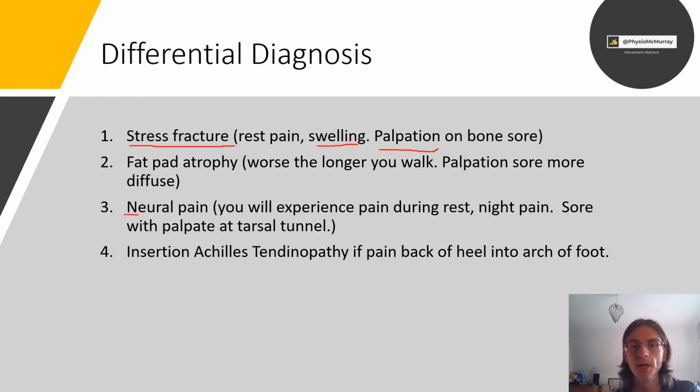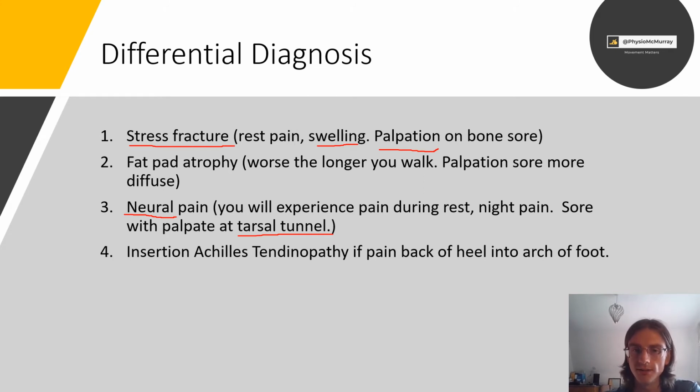A third one is neural pain, so that is nerve pain. You commonly get this around your tarsal tunnel, which is on the inside of the ankle. You might get pins and needles, a bit of numbness, or weird sensations. So that's the way you differentiate it.